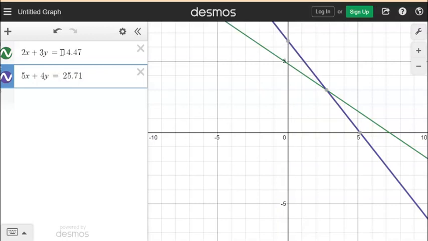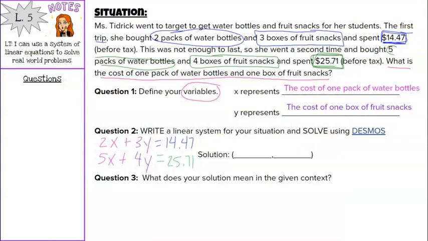And then we can find our solution, which remember is that point that the 2 lines cross. So the purple and the green line are crossing right here. And you can see your answer pop up, which is 2.75 and 2.99. And we are going to use exact decimals. We're not going to round here. So our solution is 2.75 and 2.99.